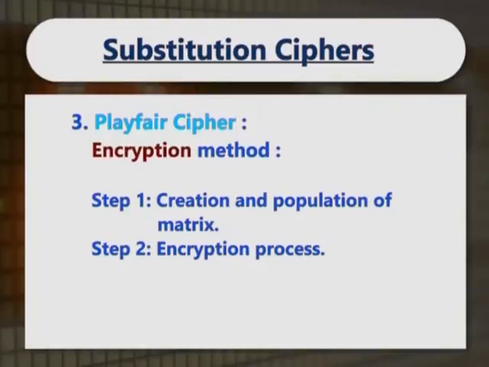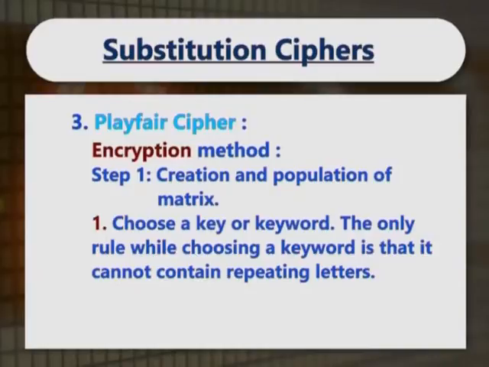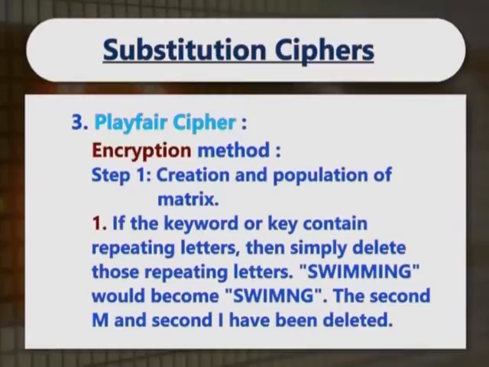The encryption method in the Playfair cipher uses two main processes. Step 1 is creation and population of the matrix. Step 2 is the encryption process. Now, let us start with how to perform step 1, that is the creation and population of the matrix. The first step is to choose a key or a keyword. The only rule while choosing a keyword is that it cannot contain repeating letters. If the keyword or key contains repeating letters, then simply delete those repeating letters. Swimming would become SWIMNG. The second M and second I have been deleted.